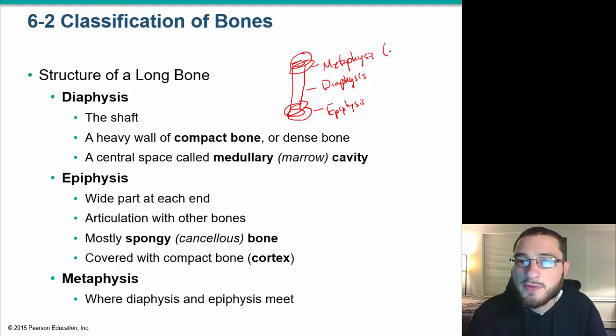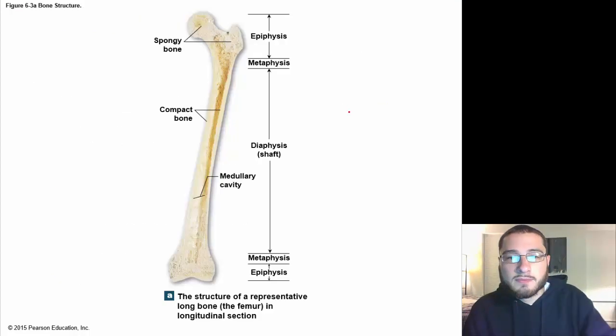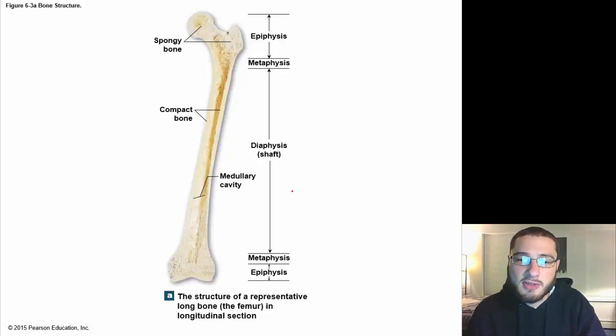This is where we see our epiphyseal plates, sometimes called growth plates. And that's how your doctor can look at your x-rays and see if you still have room to grow, if you're still going to get a little bit taller. Once again, epiphysis on both ends. You have your shaft, which is your diaphysis, and then you have this area, which is your metaphysis.